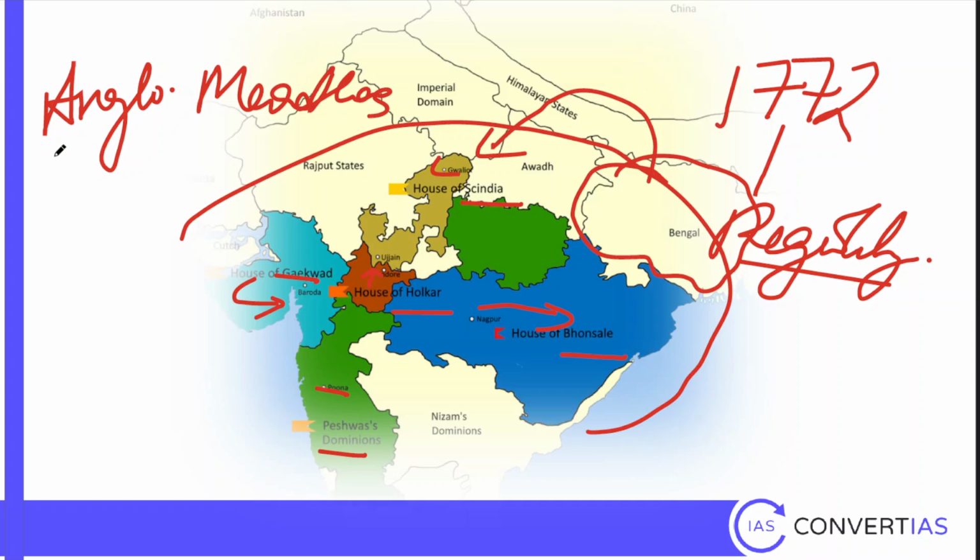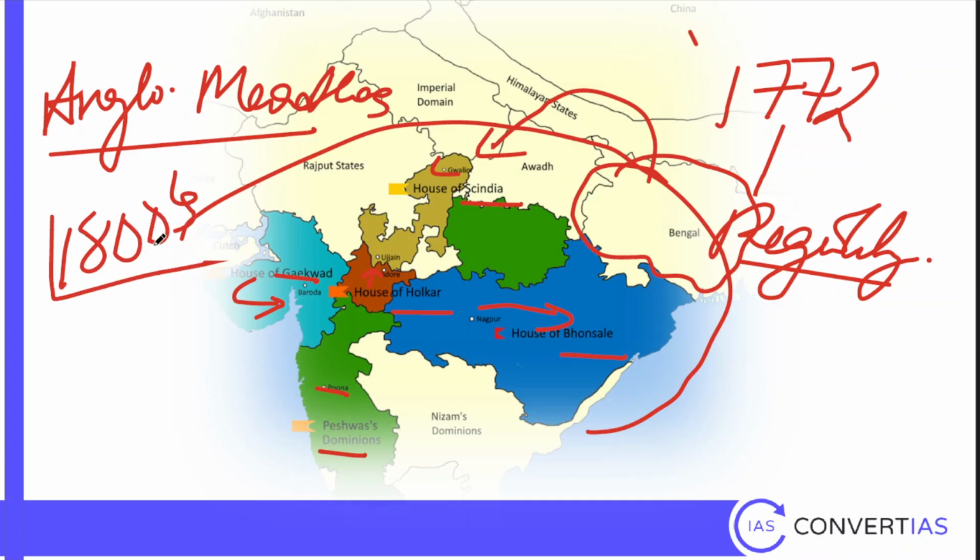Now, the Anglo-Maratha Wars is a different topic that we will discuss separately. In the Anglo-Maratha Wars, every house will start to fight. It extends for a long period of time. You can see this starting from the 1770s, then it goes till the 1800s. We'll discuss it as a separate topic when we talk about the British.